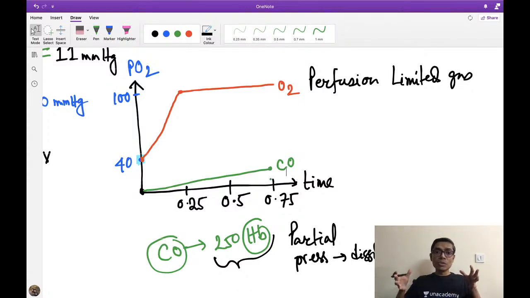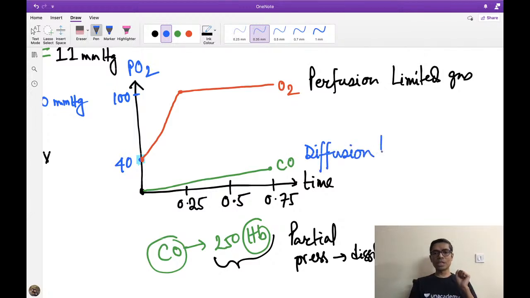That means there is huge space for transport of more carbon monoxide if you give it at the level of the alveoli. If I want to increase the diffusion of carbon monoxide, what can I increase? I can increase the amount of gas. More gas means more will be transported into the capillary, because diffusion equilibrium has not been reached. That's why carbon monoxide is known as a diffusion limited gas.